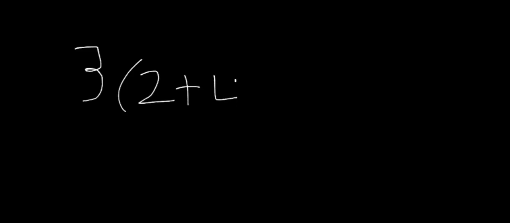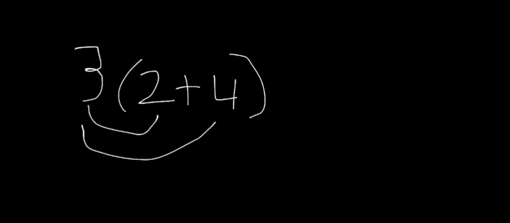Okay, let's start with a super easy example. Let's say we have 3 on the outside and 2 plus 4. To distribute it, we take the 3 and multiply it by the 2, and then we also take the 3 and multiply it by the 4. So it'll be 3 times 2, and that is 6, plus 3 times 4, that's 12, and that will equal 18.